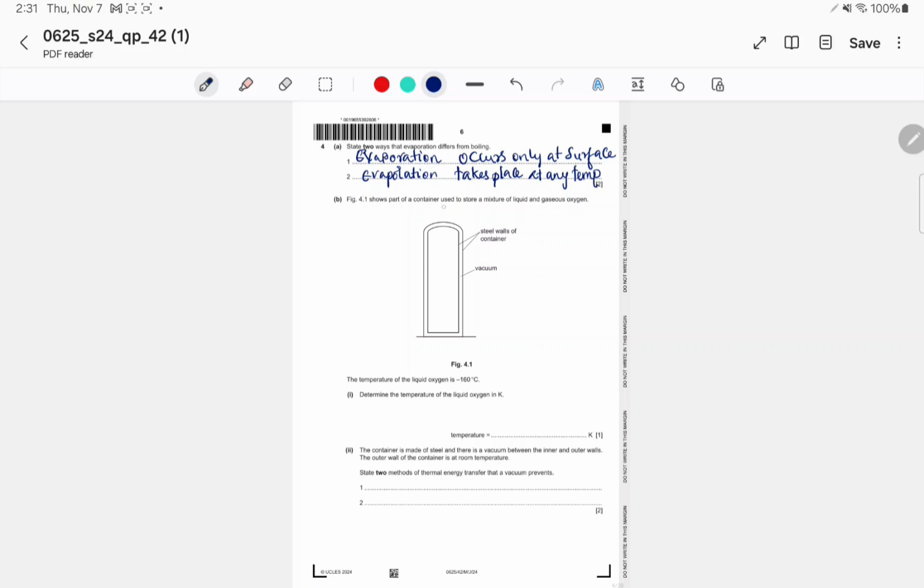Figure 4.1 shows part of a container used to store a mixture of liquid and gaseous oxygen. The temperature of the liquid oxygen is minus 160 degrees centigrade. Determine the temperature of the liquid oxygen in Kelvin. So the known formula for this is, I'll write the calculation here. Kelvin is equal to Celsius.